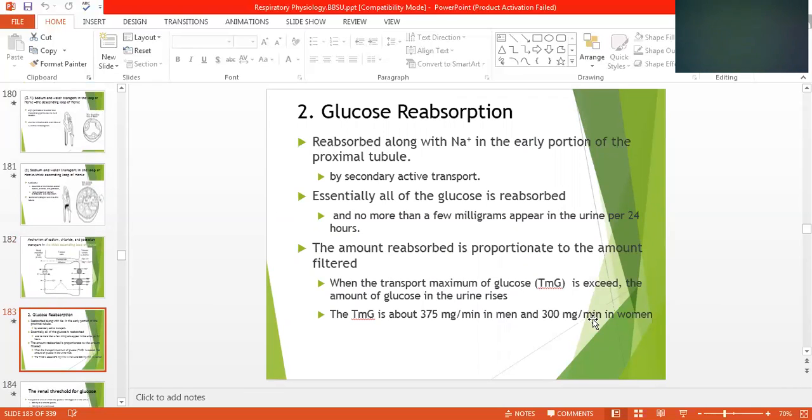Glucose is reabsorbed along with sodium in the early portion of the proximal tubule by secondary active transport. Essentially all of the glucose is reabsorbed and no more than a few milligrams appear in the urine in 24 hours. The amount reabsorbed is proportionate to the amount filtered. When the transport maximum of glucose is exceeded, the amount of glucose in the urine rises. The transport maximum for glucose is about 375 milligrams per minute in men and 300 milligrams per minute in women.